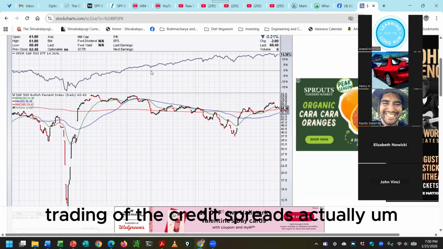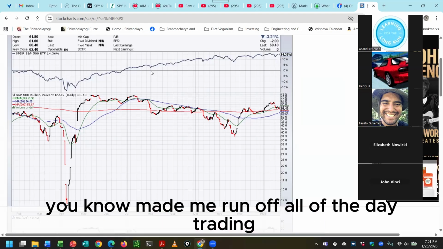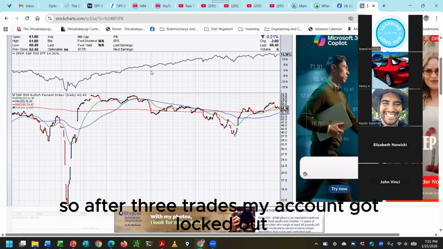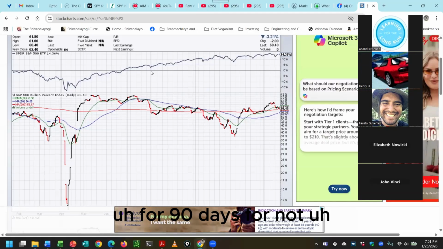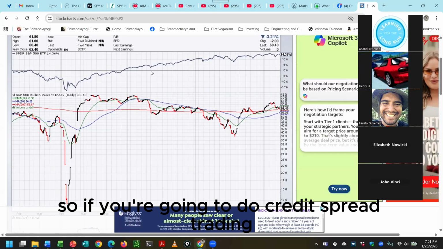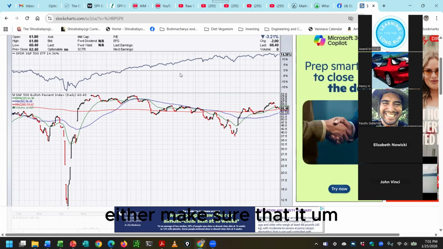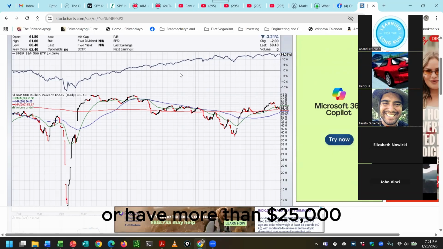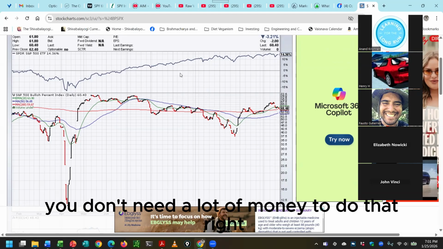The only thing I found out after 3 successful trades is that the round trip trading of the credit spreads made me run afoul of the day trading rules of the SEC. So after 3 trades, my account got locked out for 90 days. So if you're going to do credit spread trading, either make sure that it is a margin account or something like that, or have more than $25,000 in the account to be able to trade that. Because theoretically, you don't need a lot of money to do that, right?